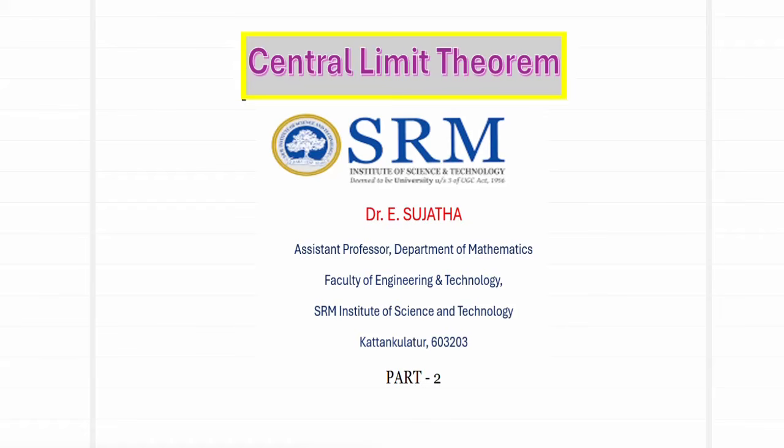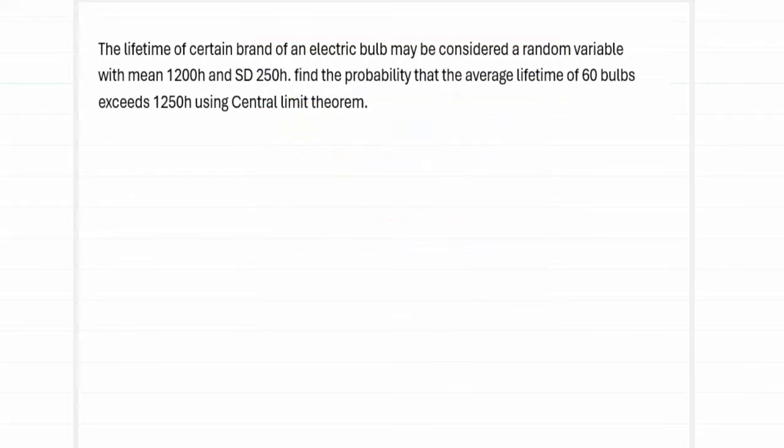Now we will try to apply those two theorems, those two formulas which we have learned, to problems. The first problem which we are going to consider is: the lifetime of a certain brand of electric bulb may be considered a random variable with mean 1200 hours and standard deviation of 250 hours. Find the probability that the average lifetime of 60 bulbs exceeds 1250 hours using central limit theorem.